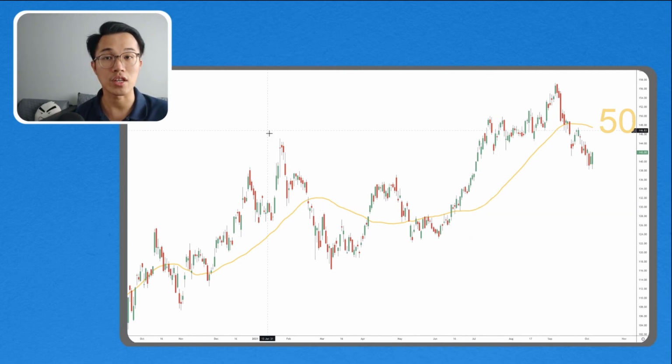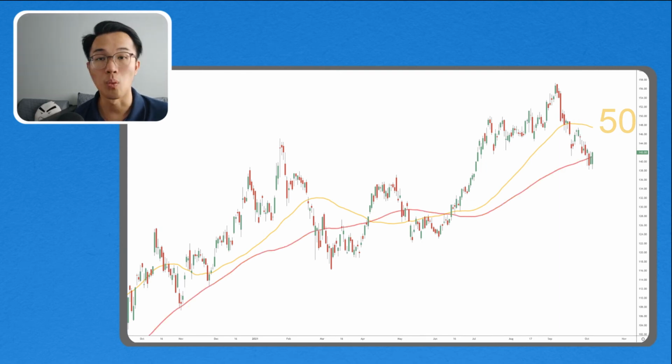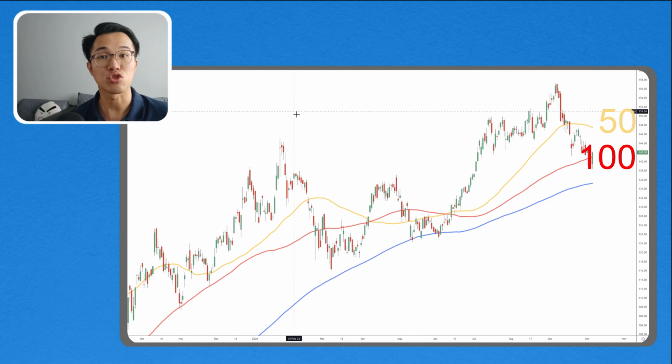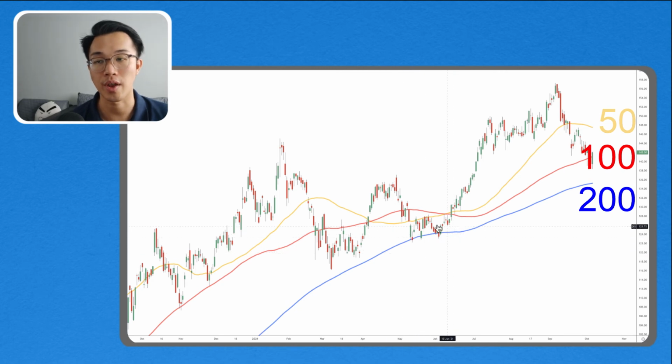So the industry in general tends to observe a few moving averages. The most common ones are the 50, which is what's on the chart right now, the 100 period moving average, which we can see is actually even smoother and less choppy than the 50, and the 200 period moving average, which is the blue line, that's even smoother than the red and the yellow line. Okay, so how can we use this to help us to identify the trend?